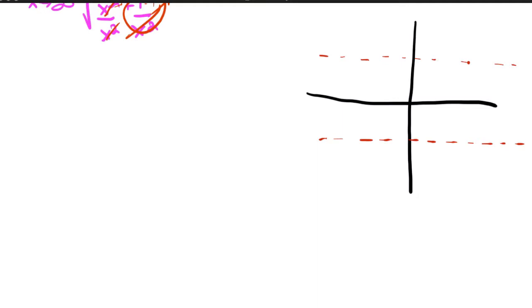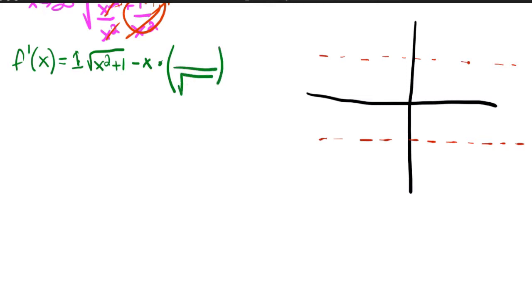Now let's do all the other stuff. We need to find the derivative, and so we have to do the quotient rule. The derivative of the top is 1 times the bottom, square root of x squared plus 1, minus the top times the derivative of the bottom, which is going to be 1 over 2 square root of x squared plus 1, times the derivative of the inside, which is just going to be 2x.